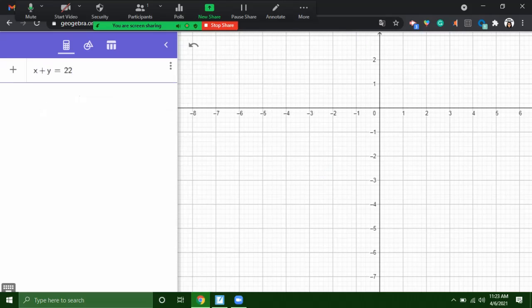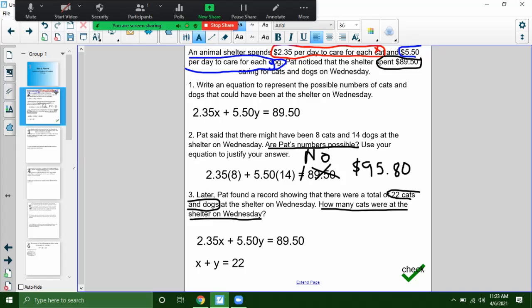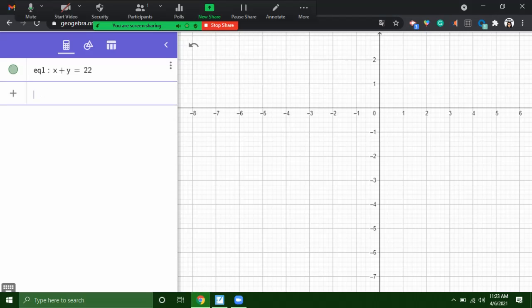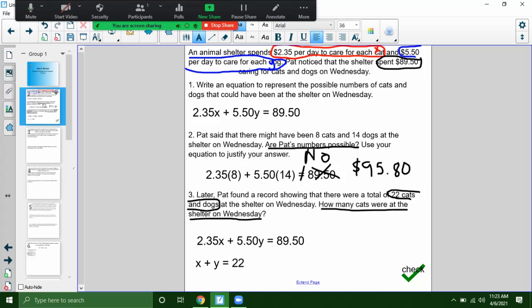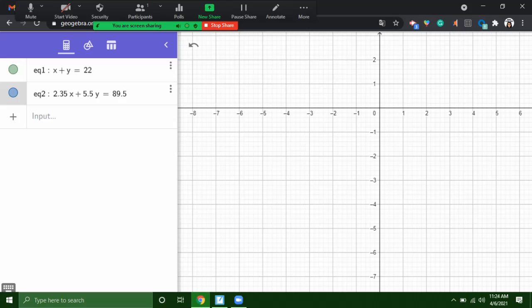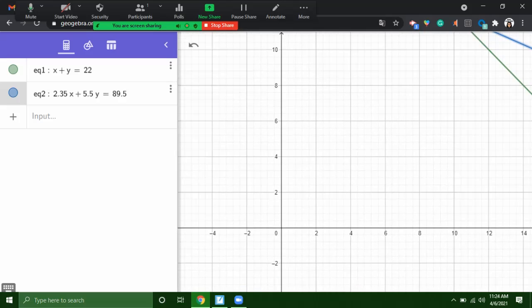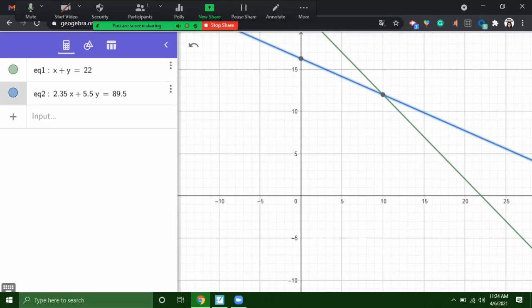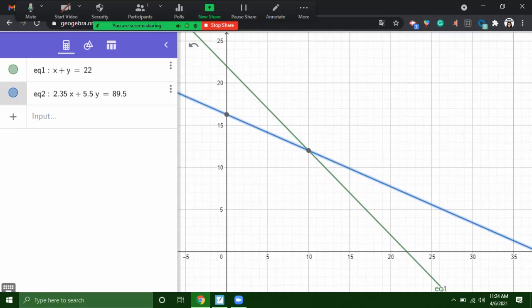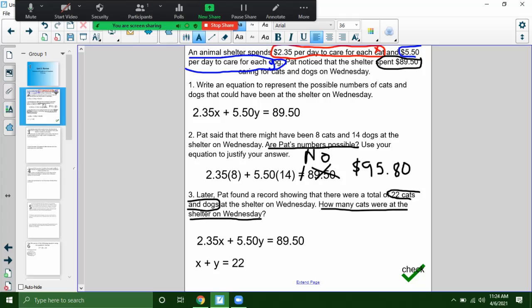So x plus y equals 22. That was one of my equations. And my other equation was 2.35x plus 5.50y equals $89.50. Let me just double check. Yep. And now when you solve systems of equations and you graph them, you'll notice that if they have a solution, they will cross, they will intersect at a point. So they cross right here. You see how they intersect right there. So the intersection point is 10, 12.